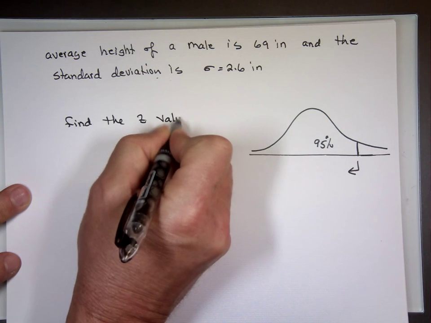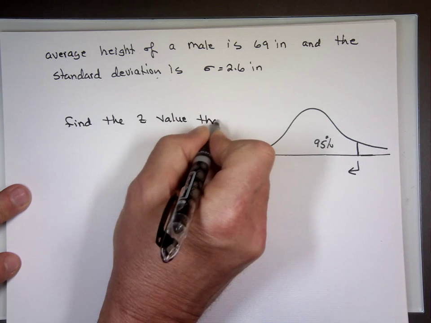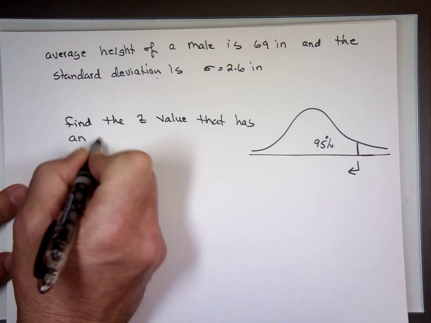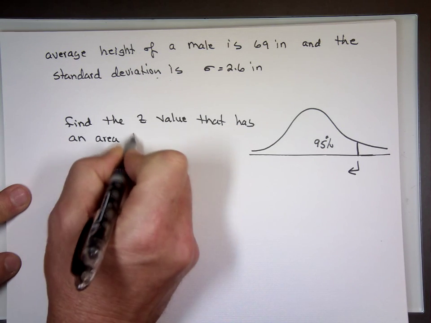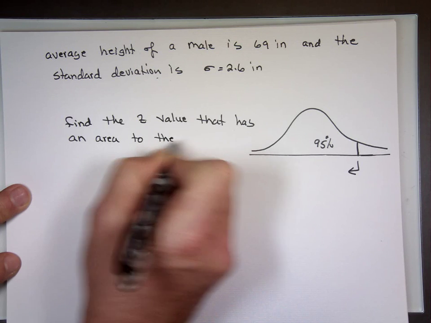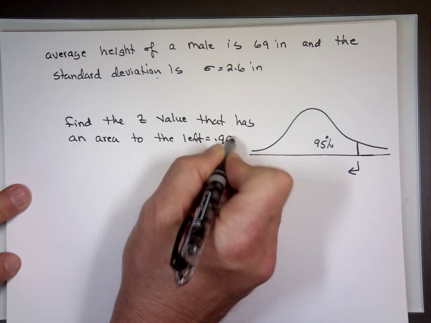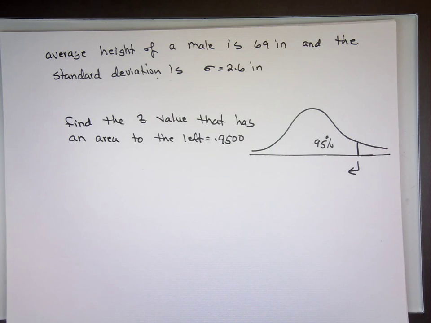That has an area to the left equals 0.9500. And this is where your question comes up here, Scott.